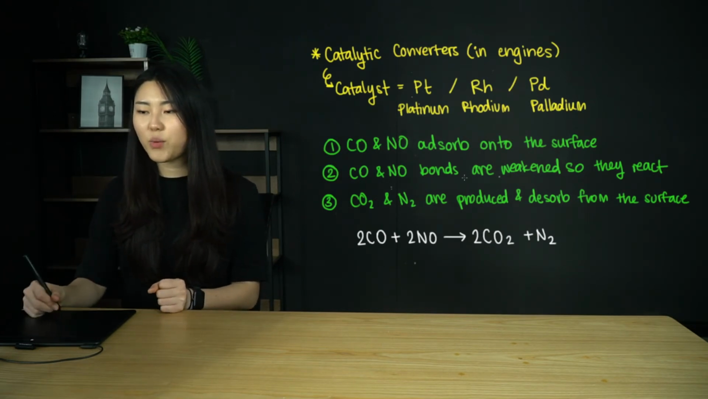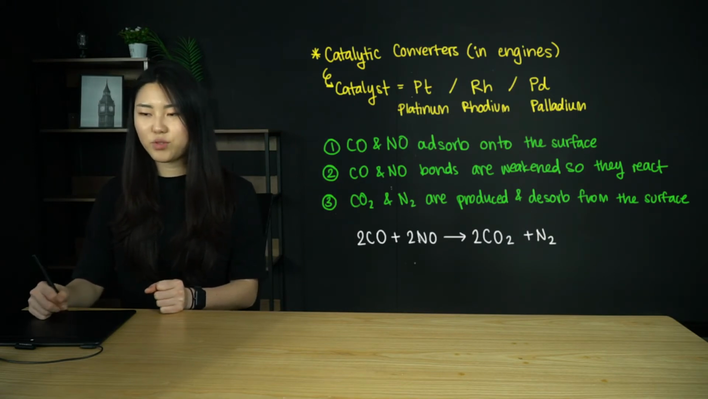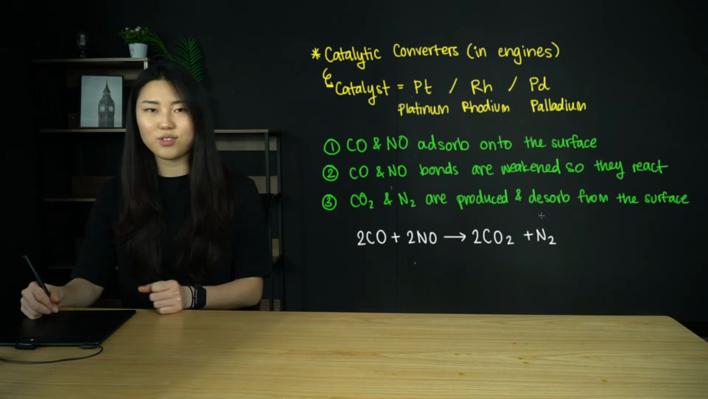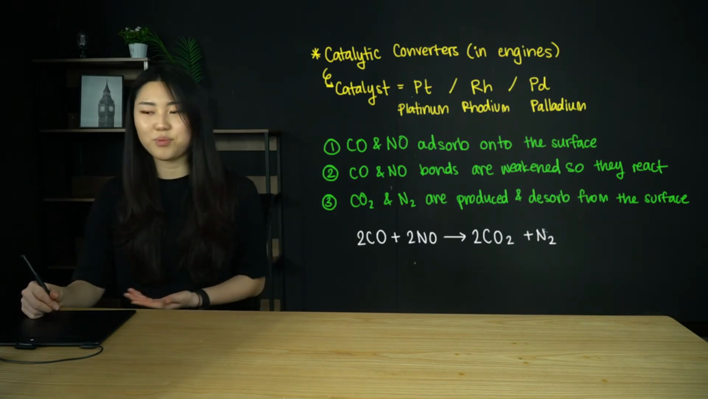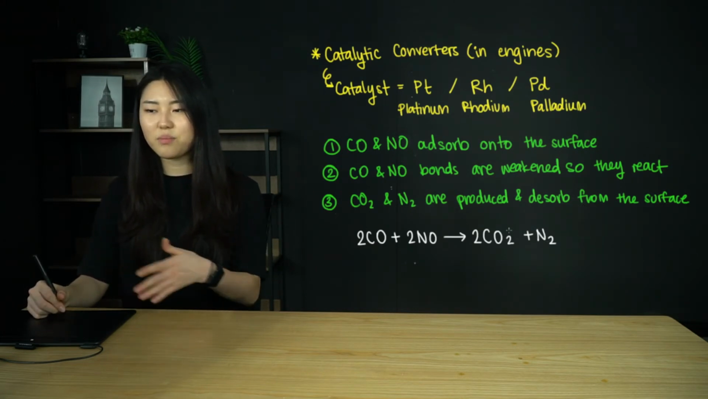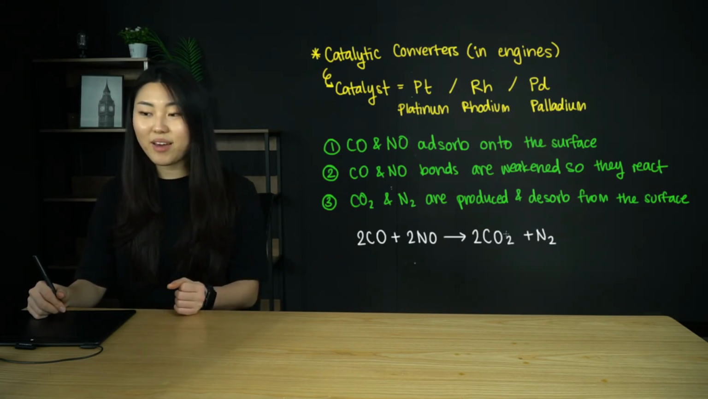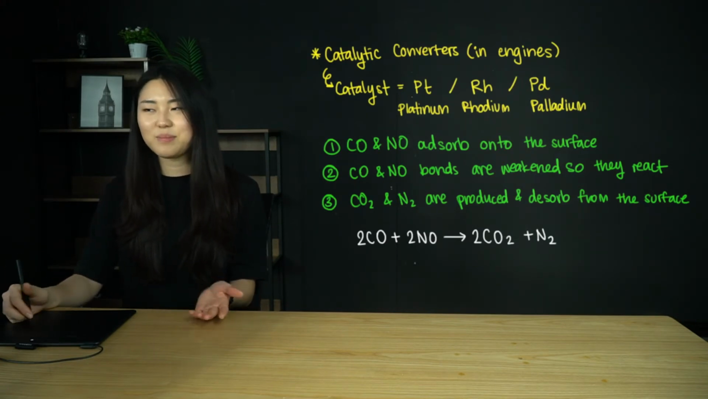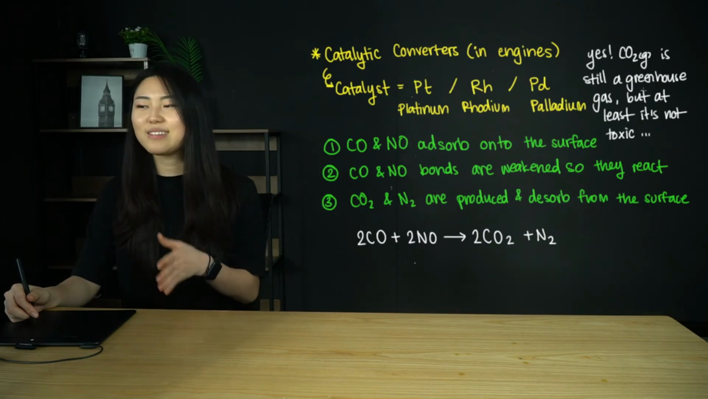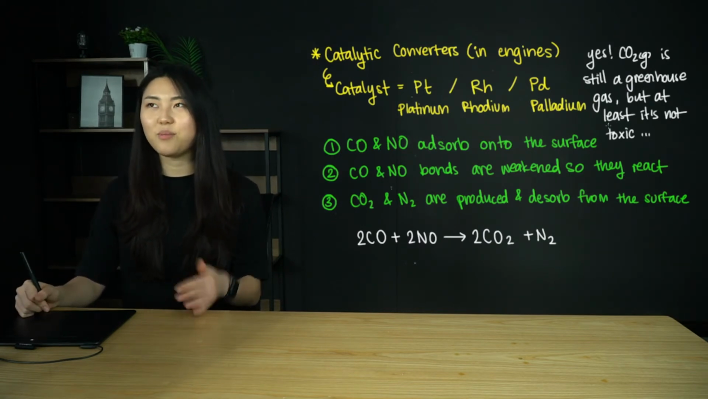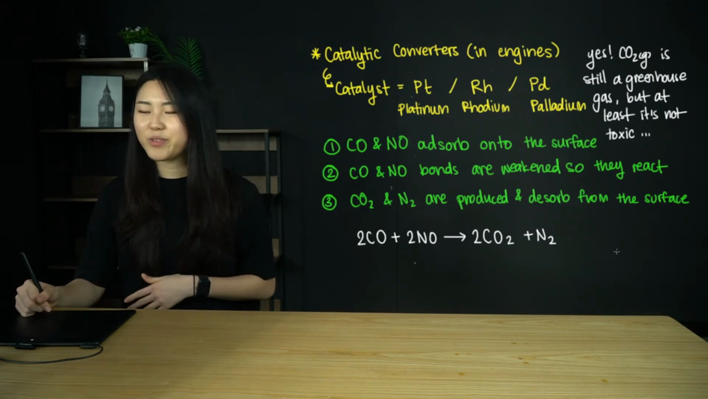So the overall equation here is 2CO and 2NO, giving 2 carbon dioxide and nitrogen. And yes, nitrogen is just 78% of the atmosphere. It's pretty much harmless. You might argue that this is not completely good because carbon dioxide is still a greenhouse gas. But at least it's not toxic and it won't cause acid rain, which is more harmful in a way to us.